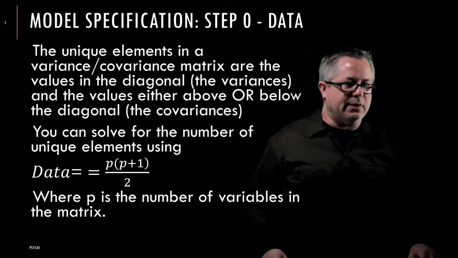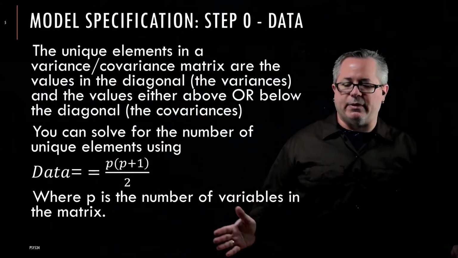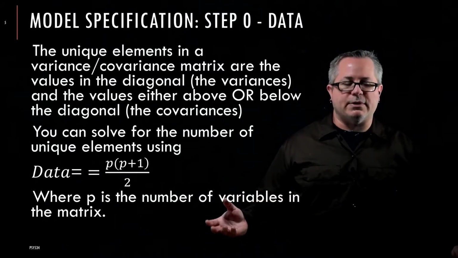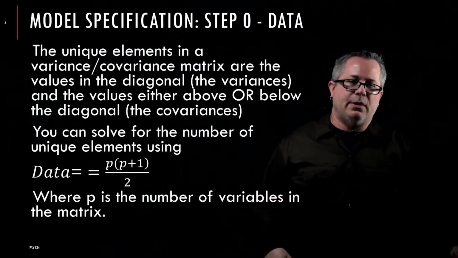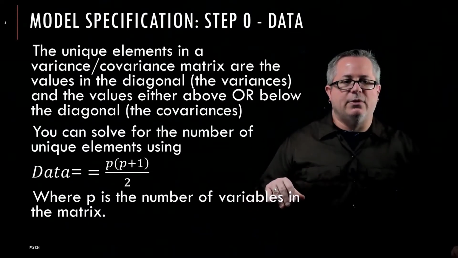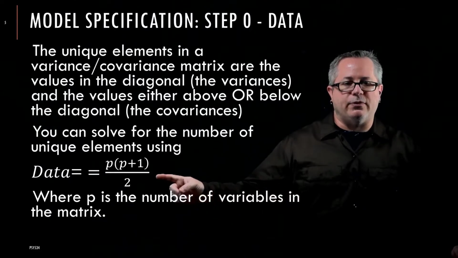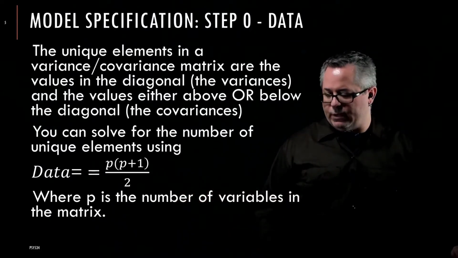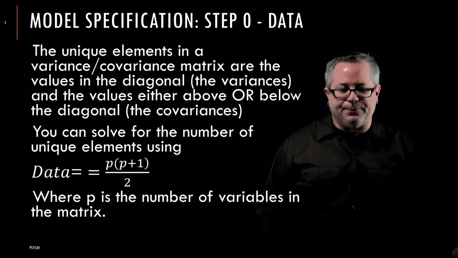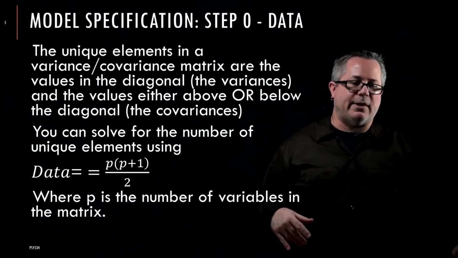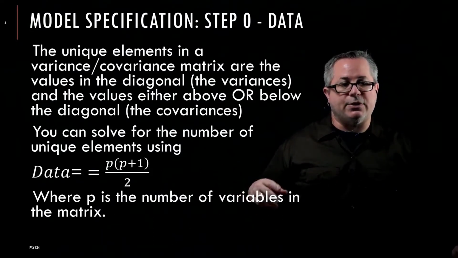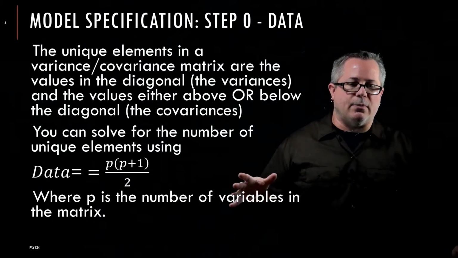The first part of this blurb is just a repeat from the previous slide, but basically the unique elements are the variances, and then you count one half of the covariances, because the covariances just repeat. Instead of having to set up a matrix and count the number of elements, we can use this equation, which will give you the number. It's like a simplified version of a permutations equation that looks at, if you have p items, how many of those can you take 2 at a time, essentially.